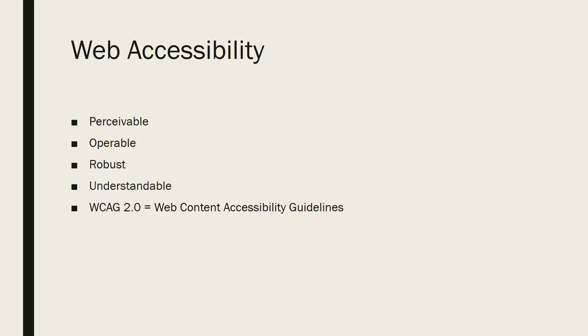To follow that, we have something called the WCAG 2.0, Web Content Accessibility Guidelines. These 4 principles fall under these guidelines. These guidelines are what we should follow when we're creating a website or web application. Usually Australian governments use this and it's very good.